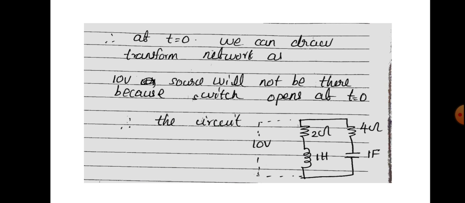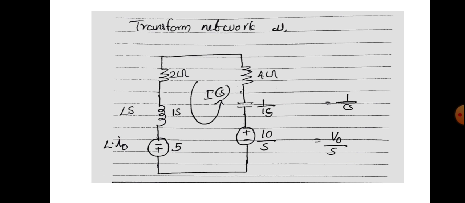You are asked to find the transformed current, and the transformed current is in the direction like this. The transformed current value is equal to Is, since it acts as a series circuit. This is a series circuit. So, total current will be equal to total voltage divided by total impedance. Here, if you are considering the current direction like this, the total voltage will be 10 by S plus 5, and the total impedance will be 1 by S plus 4 plus 2 plus 1S.